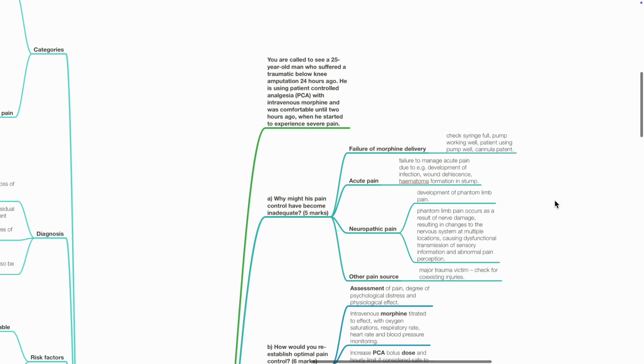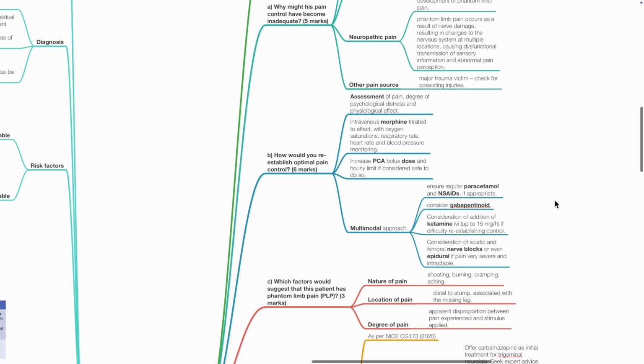Phantom limb pain occurs as a result of nerve damage, resulting in changes in the nervous system at multiple locations, causing dysfunctional transmission of sensory information and abnormal pain perception. It could be due to other pain sources. Check for coexisting injuries. B. How would you re-establish optimal pain control?